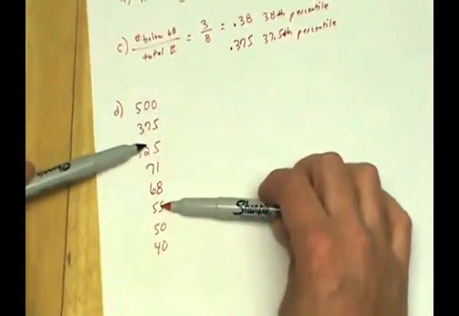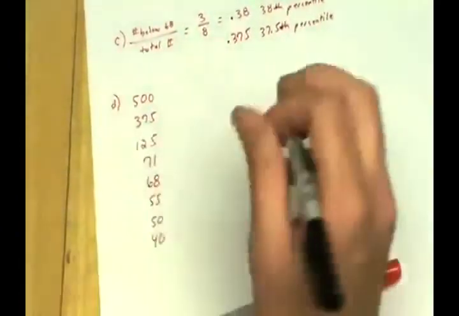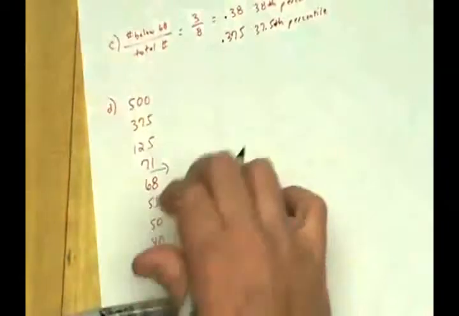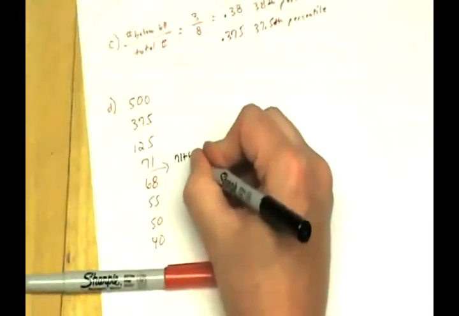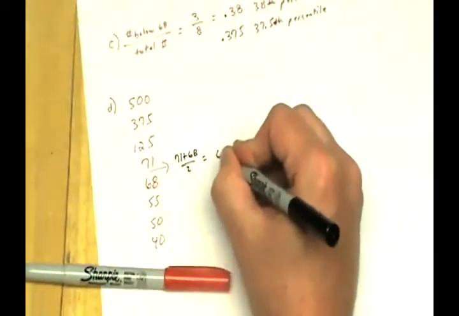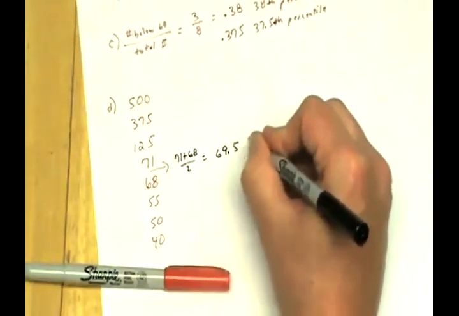And we work our way to the middle, and we end up in between 71 and 68. So we're going to take 71 plus 68, and we're going to divide by 2. That'll give us 69.5. That is our Q2.